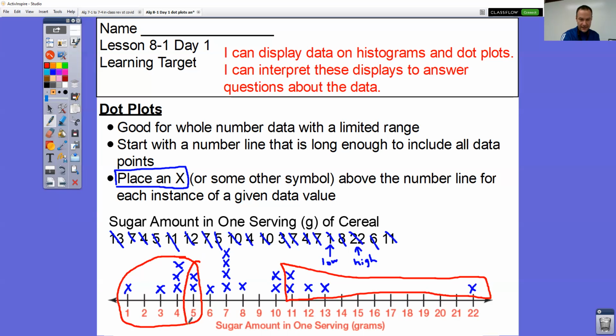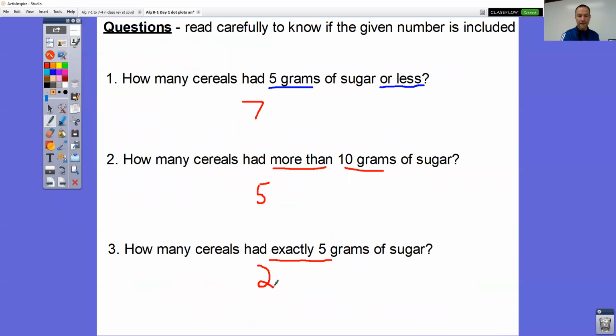How many cereals had exactly 5 grams of sugar? Exactly 5 would be this number right here. Exactly 5 grams of sugar. There are 2 of them.